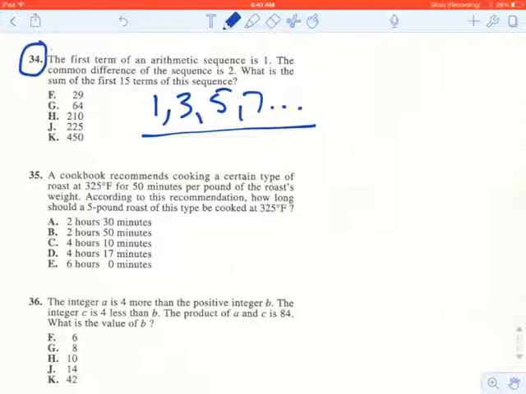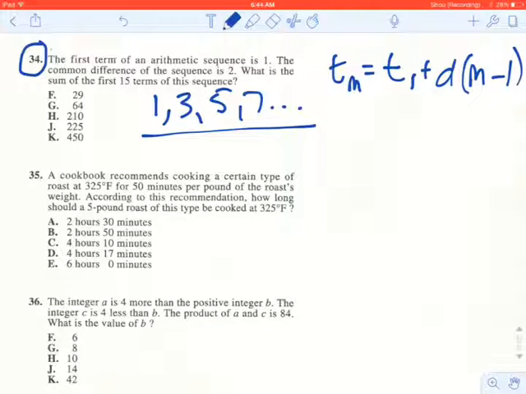You could actually find all 15 terms and just add them together. That would be a lot of calculator punching, right? 1 plus 3 plus 5 plus 7, and you could keep going 15 times. The formula, though, is T sub m equals T initial plus d times m minus 1.